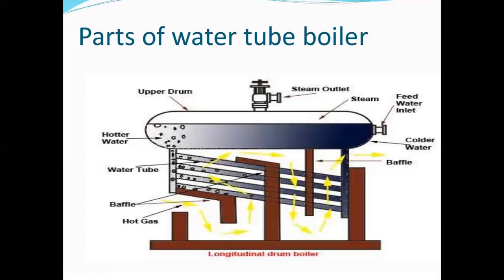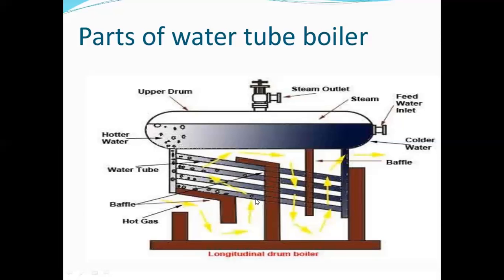Coming to the working. Here we are supplying the feed water to the boiler drum. From the drum, the water flows through the downtake header, and from the downtake header it is allowed to pass through the tubes. The water now flows through the tubes.